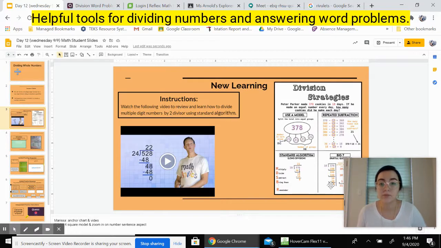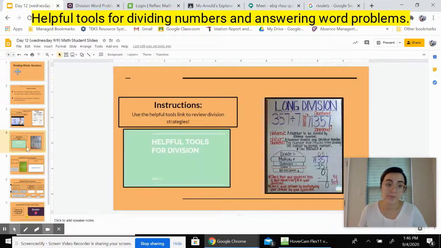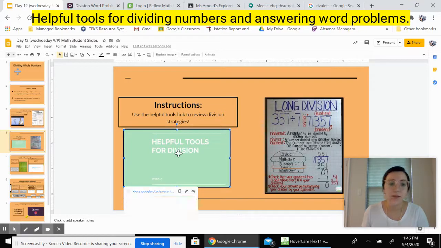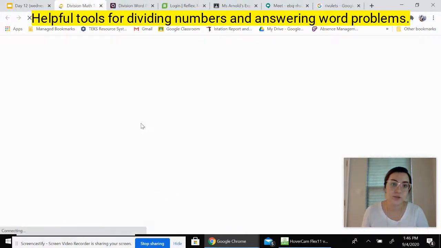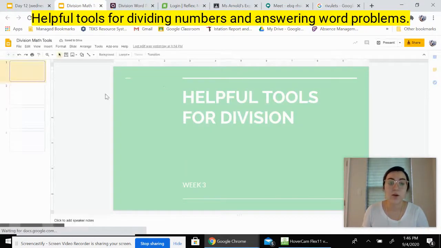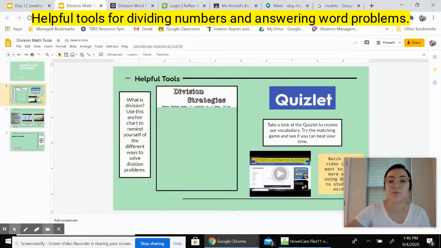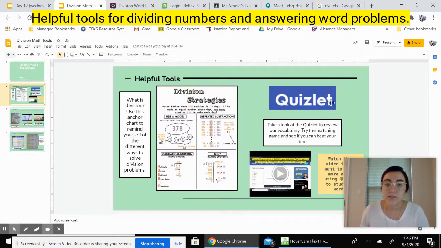We have our models and review anchor chart to remind us what division is. If you would like to look back at the notes from yesterday, you can click on this link and it takes us to our notes part of the slides from yesterday. We have our Quizlet here, we have again our anchor chart, and there's a video attached to that. If you don't know how to use Quizlet, this video helps you navigate Quizlet so you can learn the vocabulary and see the different things that you can do with it.